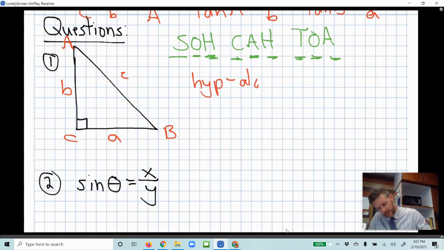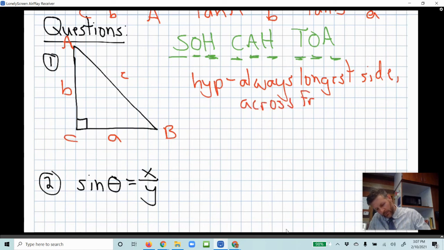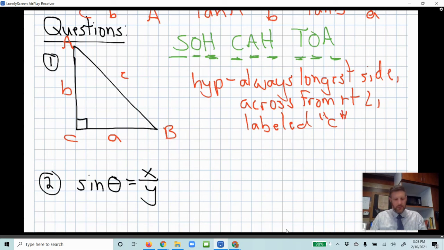Well, it's always the longest side. It's always across from the right angle, right? And it's also labeled most of the time, traditionally, C. Okay, so C will usually designate your hypotenuse. It's always going to be the longest side, and it's always going to be across from the right angle. So C is set there. Also, as I've already said, it will never be the opposite or the adjacent side. This right here, okay, the hypotenuse.